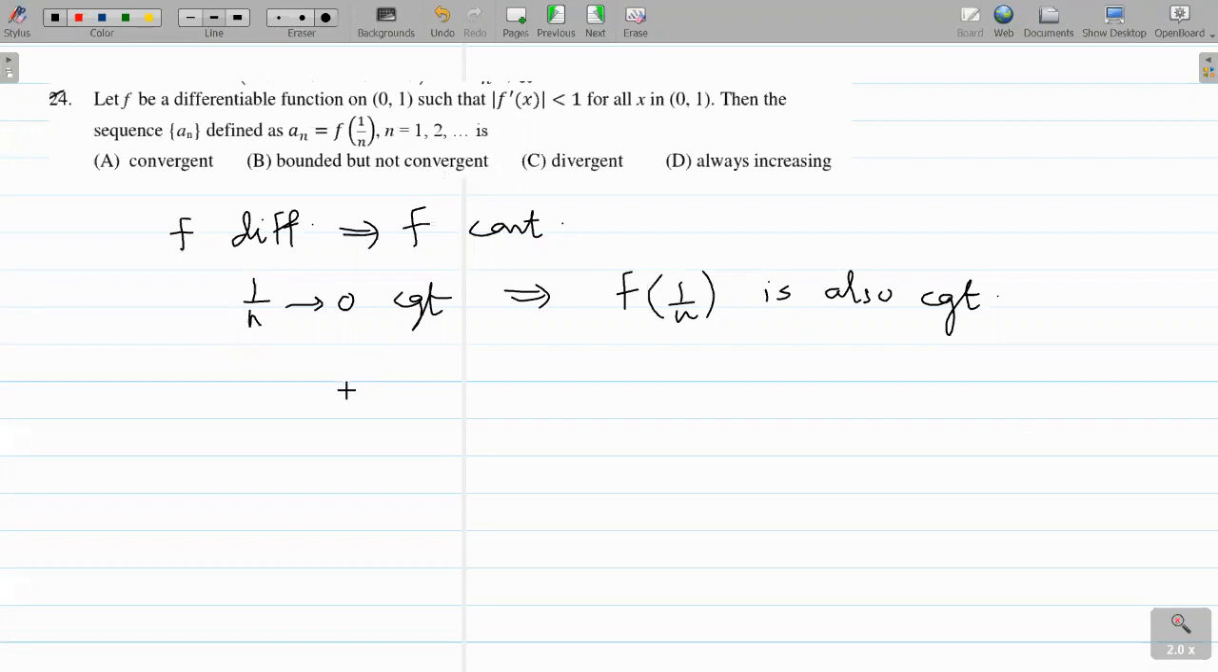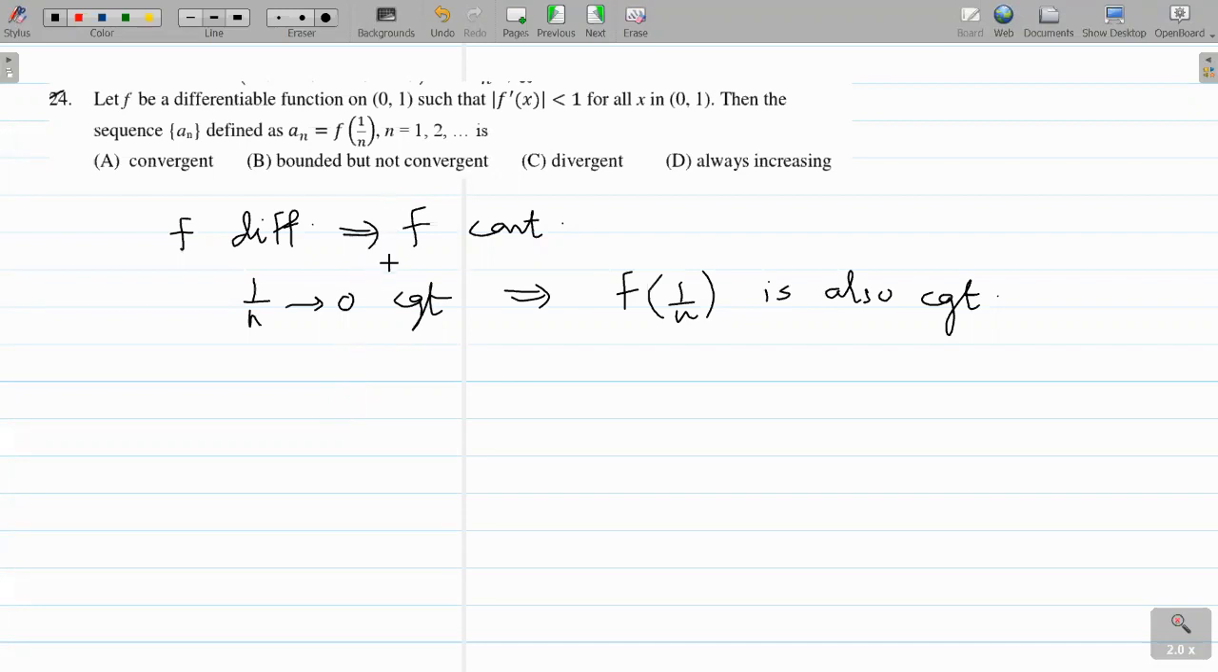And we have been asked about f of 1 by n. So I took f of 1 by n. So I got 0 less than f of 1 by n less than 1 by n. So 1 by n tends to 0. So by the sandwich theorem, I got that f of 1 by n is converging to 0.